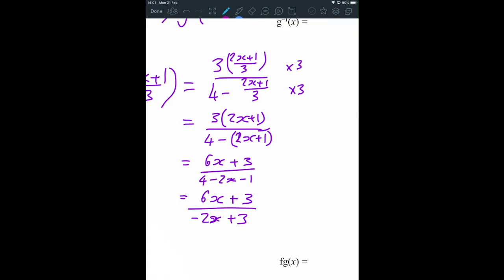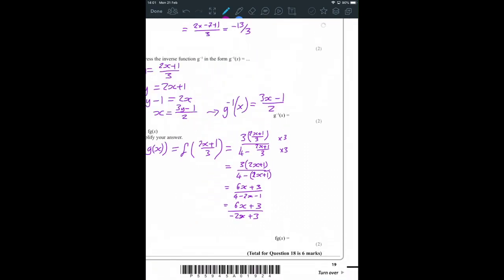Looking for any common factors. 3 is common to the top, but 3 is not common to the minus 2x, so I can't cancel that. If I were to factorise the top, I get a 2x plus 1 as my other factor, which isn't the same as the denominator either. So that is, unfortunately, as simple as it can be.